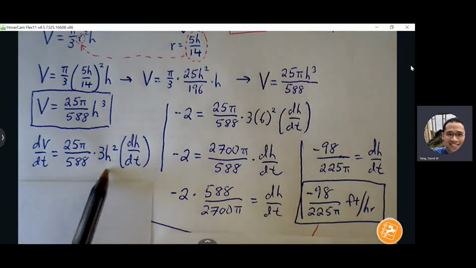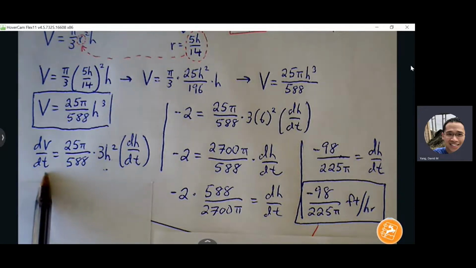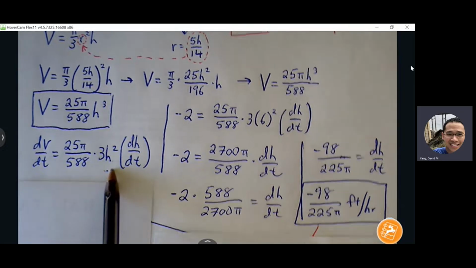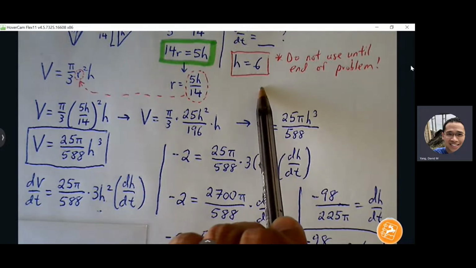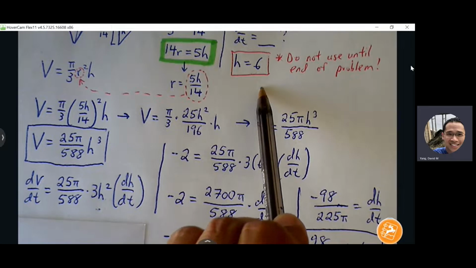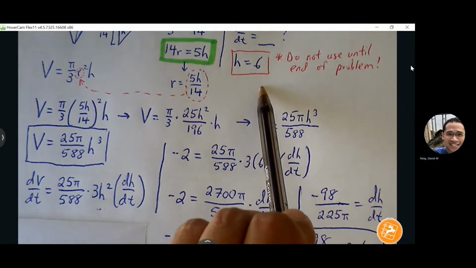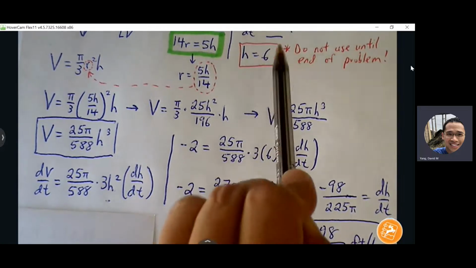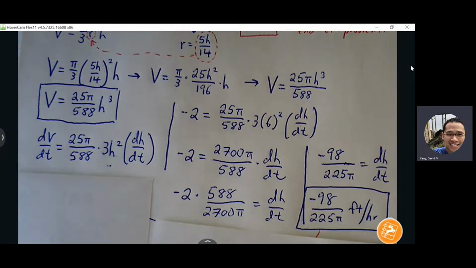Okay, so once we have our derivative all spelled out, we can look back at the problem and see what information we can start inserting in, right? So dV/dt, we have -2. h, we have 6. So now is the right time to use the 6, okay? Anytime before this is too early. If you start using 6 anytime before this part of the problem, you're going to lose that ability to find your derivative correctly. So you want to leave this number, as tempting as it is, you really want to save it until the end. So now is the time to use it. We can insert 6 into the h.